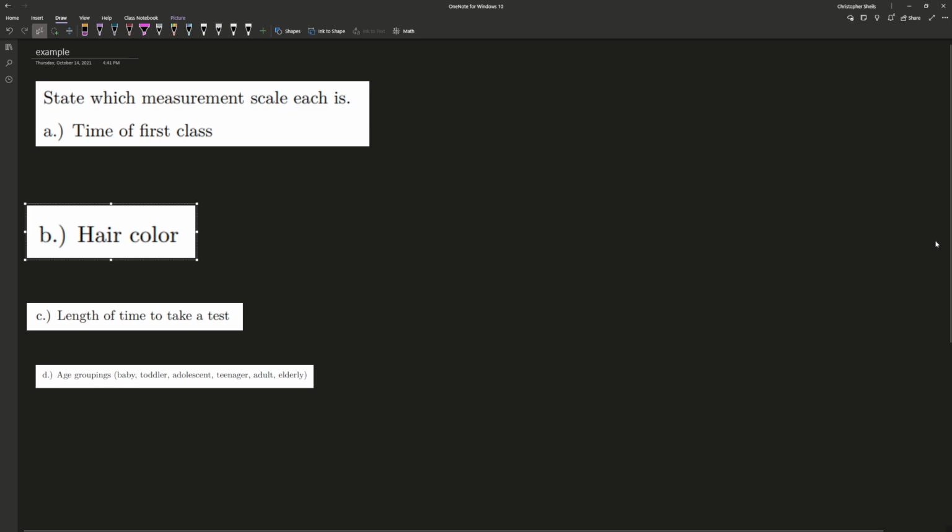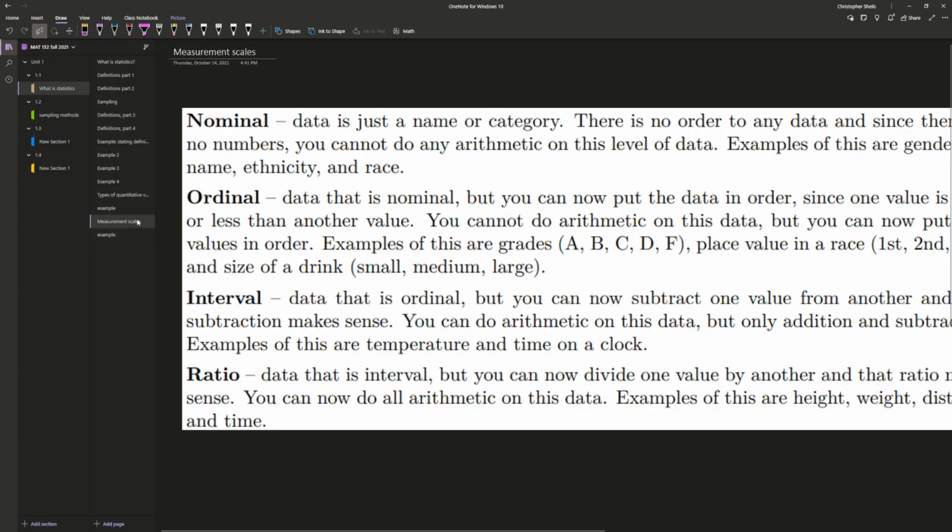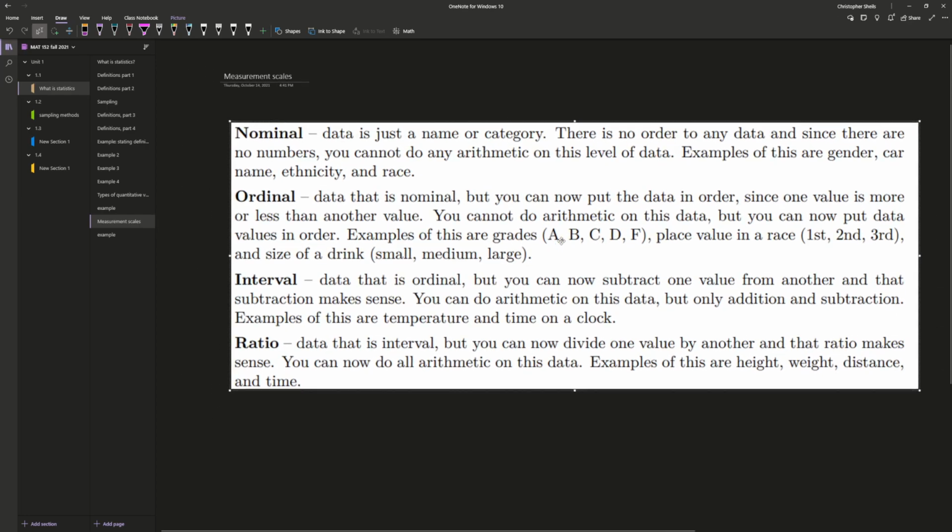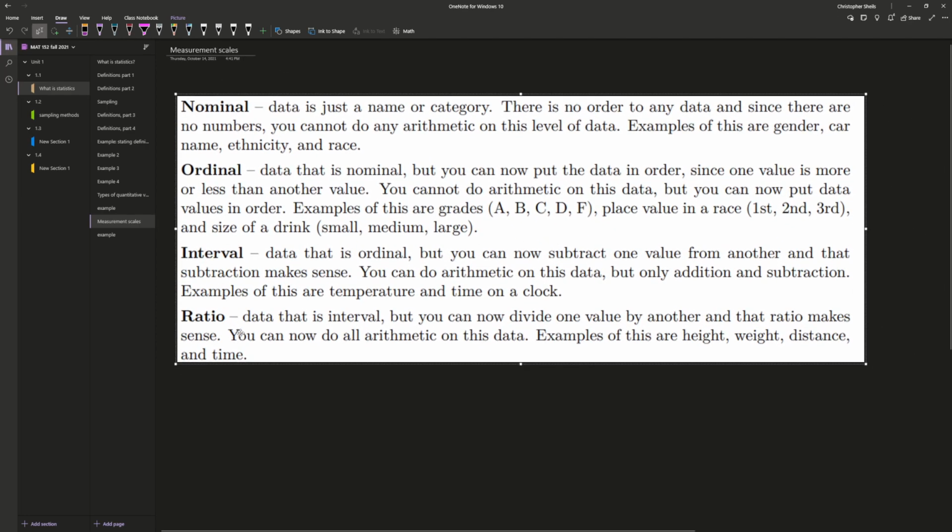A lot of people have a hard time deciding if data are nominal, ordinal, interval, or ratio. Well, nominal and ordinal data, these first two types, usually come from qualitative variables. Interval and ratio data come from quantitative variables. So that's the first thing that we can do to try to determine what type of data something is.